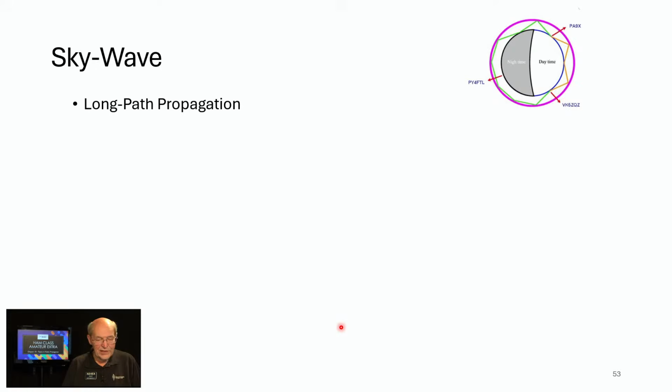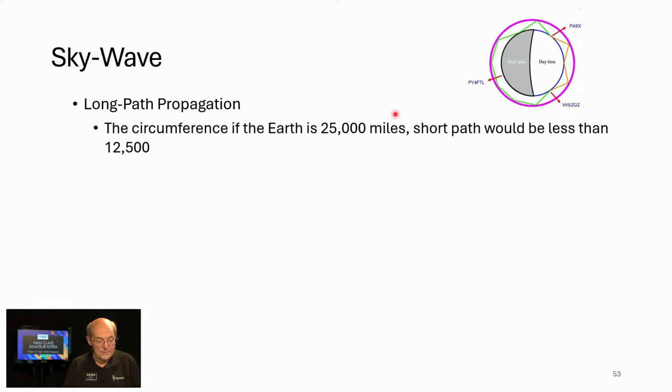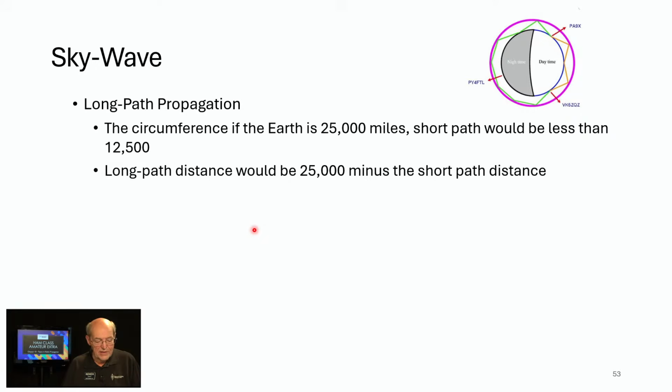So skywave and long path propagation. So here we've got the Earth, we've got the light side and the dark side. We've got some hop going around the world. Now the circumference of the Earth, if you were to stretch a string all the way around it, is about 25,000 miles. So halfway around the Earth would be 12,500. Let's save that for a second. So the long path, meaning that we're going to go all the way around the world with our signal, that distance would be 25,000 miles.